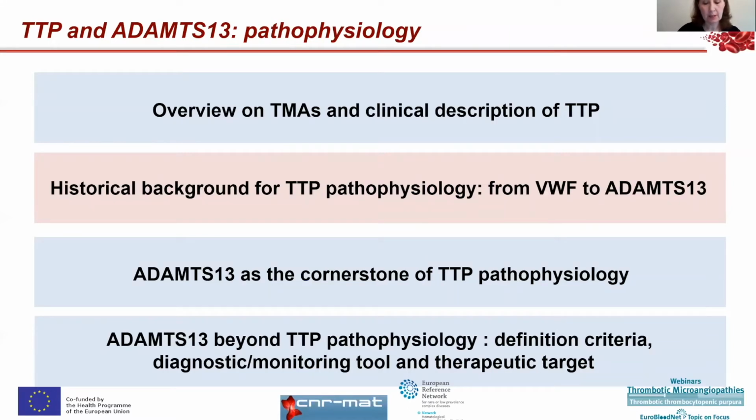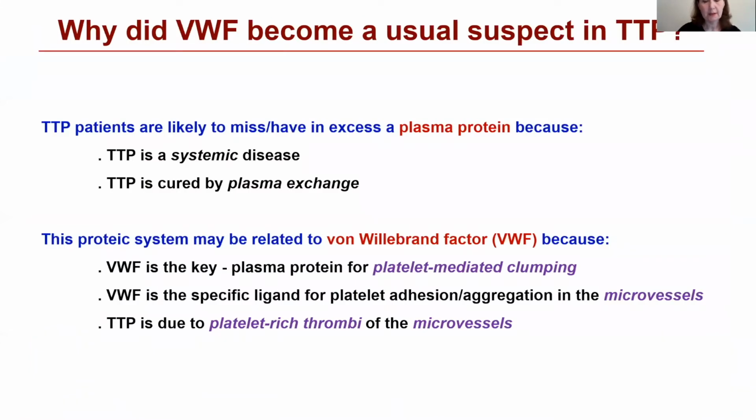To better understand TTP pathophysiology, I think it is mandatory to recall the historical background of this story. In other words, how both scientists and physicians have moved on from von Willebrand factor to its specific von Willebrand factor cleaving protease, ADAMTS13. So finally, how did von Willebrand factor become a usual suspect in TTP pathophysiology?